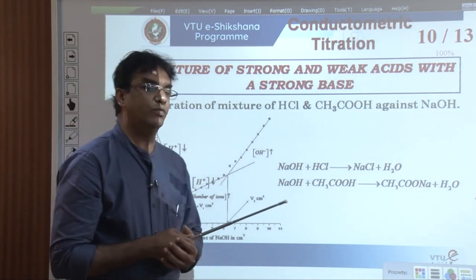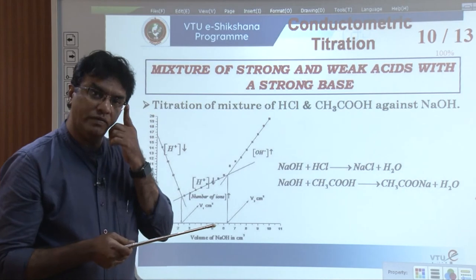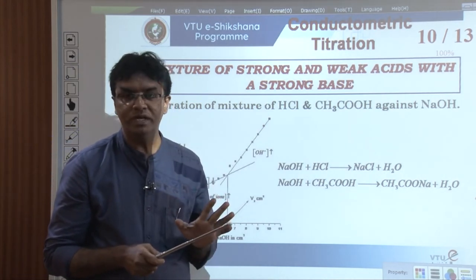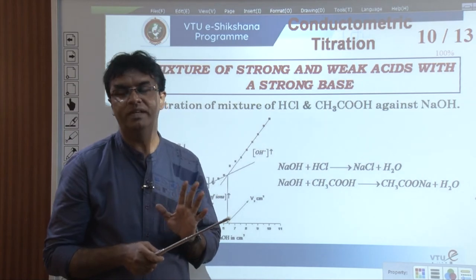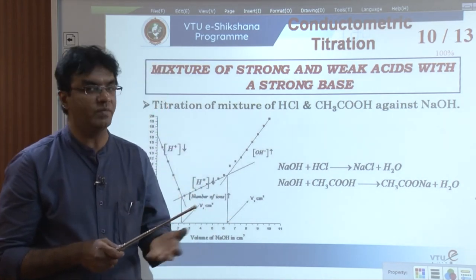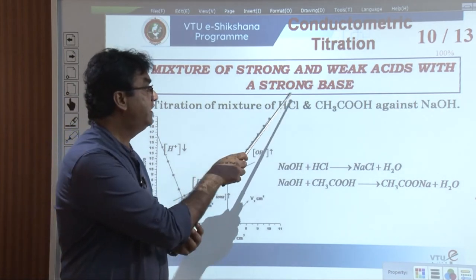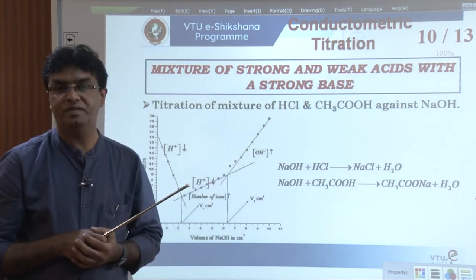So here what we do is, we take sodium hydroxide as usual in the burette, fill the burette with sodium hydroxide, then into a beaker pipette out 50 ml of the acid mixture.